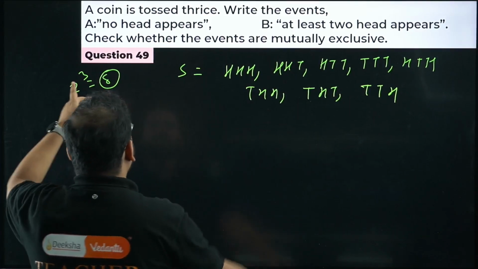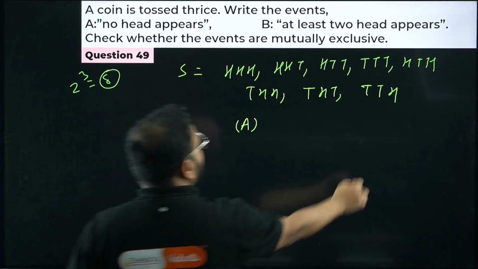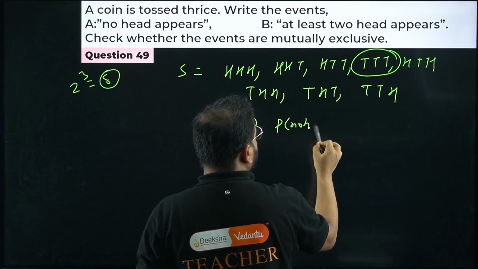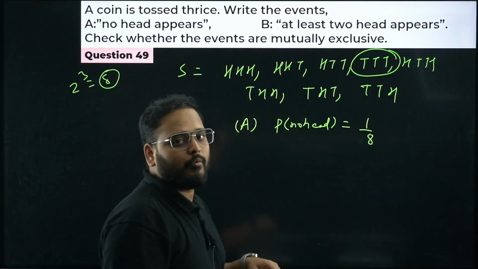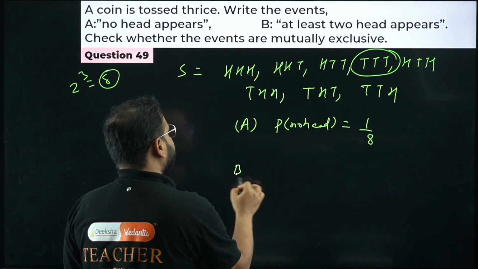What is the first thing they are asking? First thing is no head appears. No head means all tails. So for no heads, we have 1 by 8 as the answer. Only all tails. No head means all tails. 1 by 8.